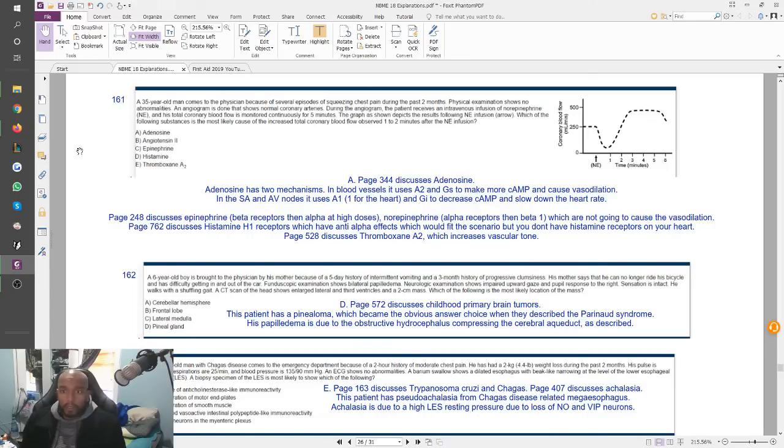for 5 minutes. Right, so they gave him norepinephrine, and then time in minutes is at the bottom, so this is where they gave him norepinephrine. Now, the graph as shown depicts the results following the infusion. Which of the following substances is the most likely cause of the increased total coronary blood flow observed 1 to 2 minutes after the NE infusion?